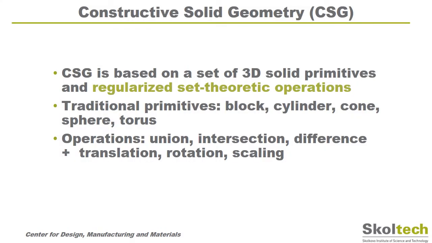Next representation is constructive solid geometry, abbreviated as CSG. It's one of the main representations of solids based on a set of three-dimensional solid primitives and regularized set-theoretic operations. This representation is based on implicit functions that play the role of primitives. Traditional primitives of a CSG system are block, cylinder, cone, sphere, and torus. Standard operations include union, intersection, difference, plus translation and rotation.